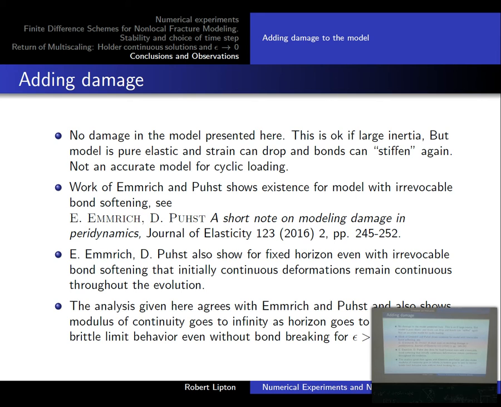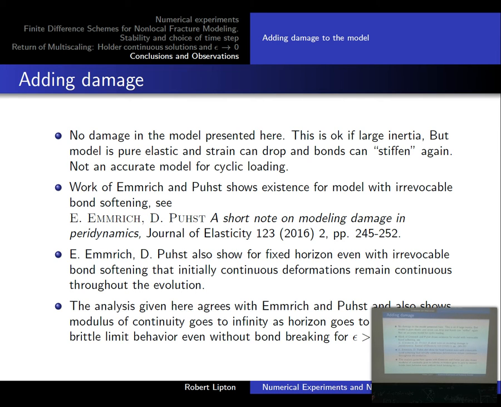And so there is a recent damage model that shows existence of solutions for irrevocable bond softening. Once a bond goes soft, it never gets as stiff as it used to be. This is by Etienne Emmrich and Dimitri Puhst. In the same article they show that if you start off with a continuous solution of your peridynamics, and even with irrevocable bond softening, you still remain continuous if you have continuous initial data.